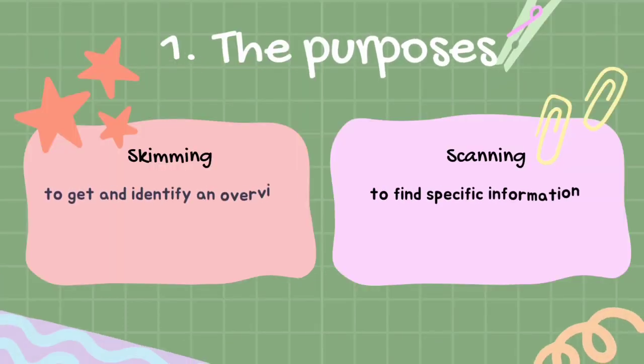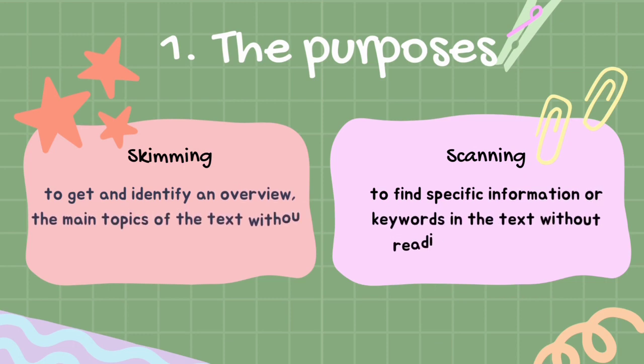This is the first difference between skimming and scanning in reading, which is the purpose. The purpose of skimming is to get an overview of the main topics of the text without reading every word. Meanwhile, the purpose of scanning is to find specific information or keywords in the text without reading the entire text. So, if we want to identify the main topics of the text, we use skimming, but if we want to find specific information or keywords, we use scanning.